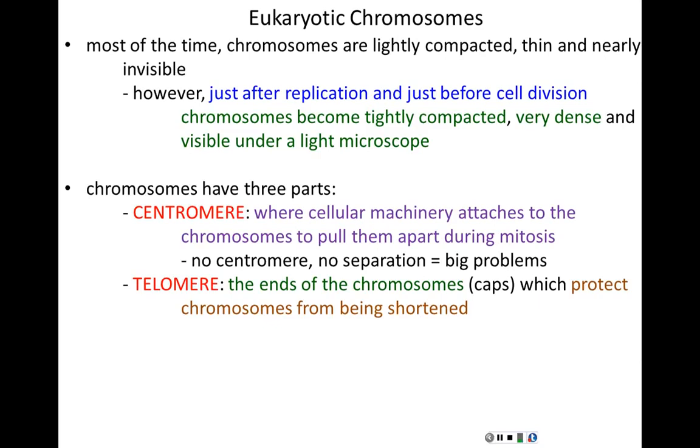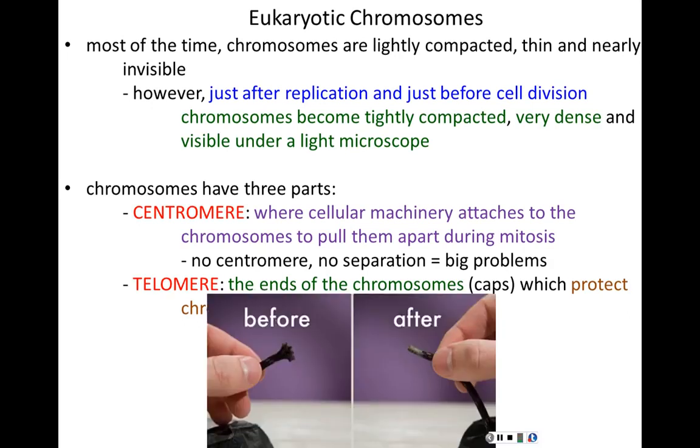Another part of the chromosome, which we won't talk much about in this course, but you should see it because it'll be labeled in your textbook, are the telomeres. The telomeres are the ends of chromosomes. They protect the chromosomes from becoming chewed up and degraded on the ends. They're caps on the chromosomes. You can almost think of these as, I think these are called aglets, the little plastic things on the end of your shoelaces.